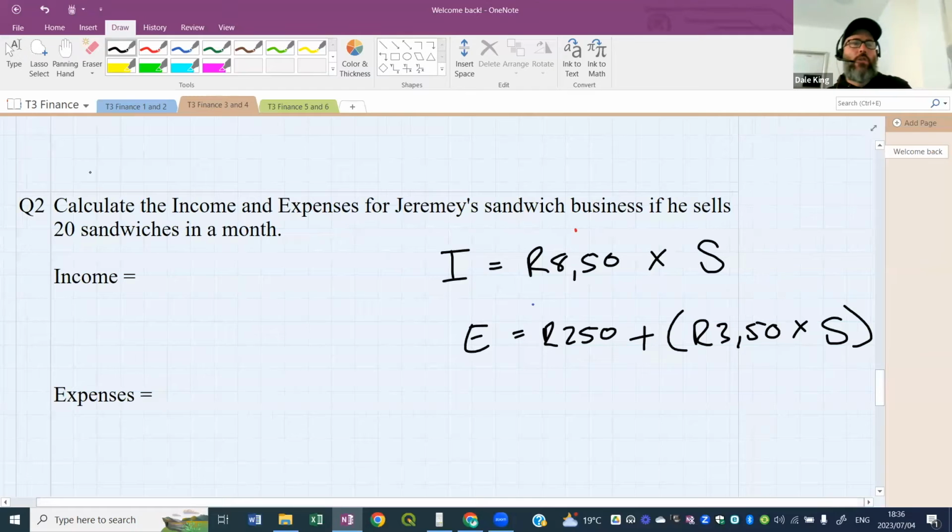Now you're going to answer question Q2. Calculate the income and expenses for Jeremy's sandwich business if he sells 20 sandwiches in a month. When we say the word sells, he obviously makes 20 and then sells 20. The number he makes and sells is the same. What will the income be and what will the expenses be? I'm going to give you guys 2 minutes to work that out, and then we're going to compare answers. Get your pens and pencils ready, and your calculators. I need income and expenses for 20 sandwiches, please. I'm going to give you a couple of minutes.